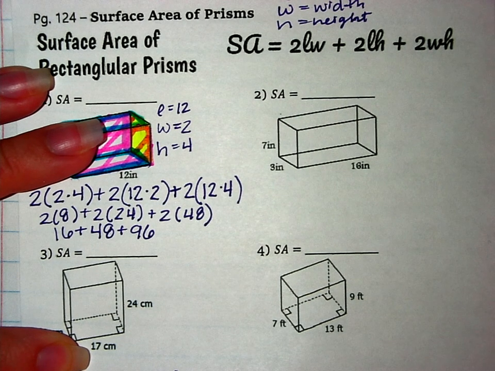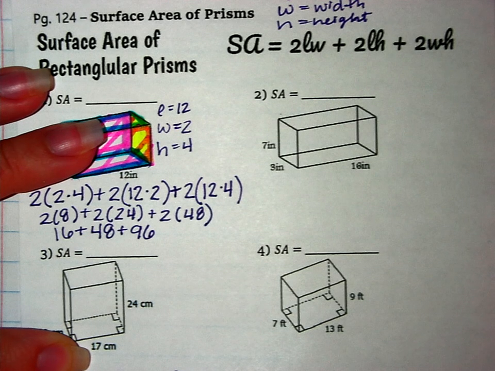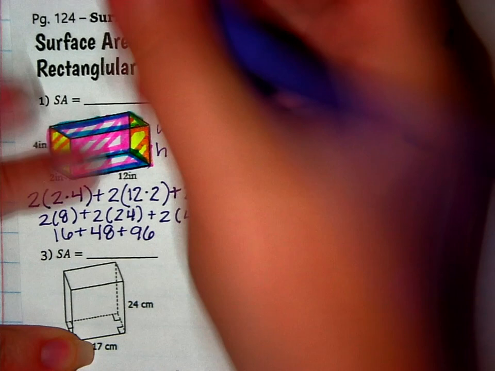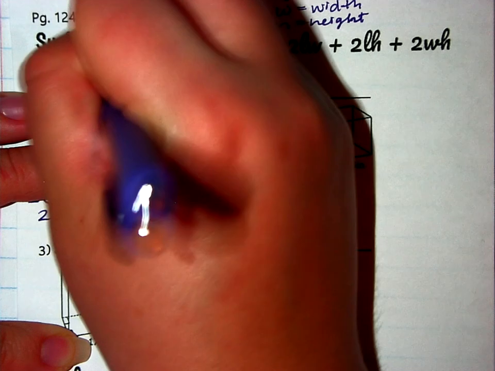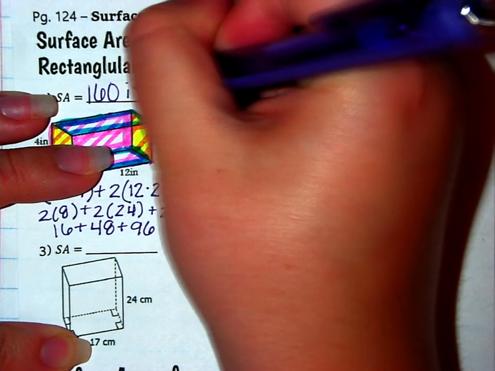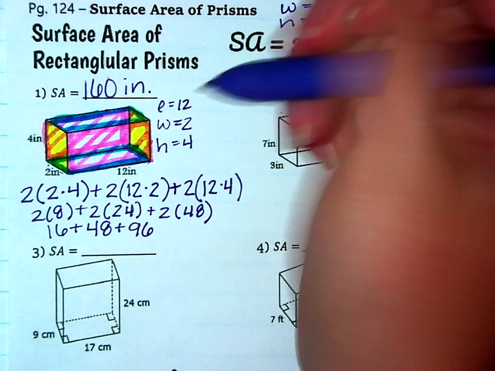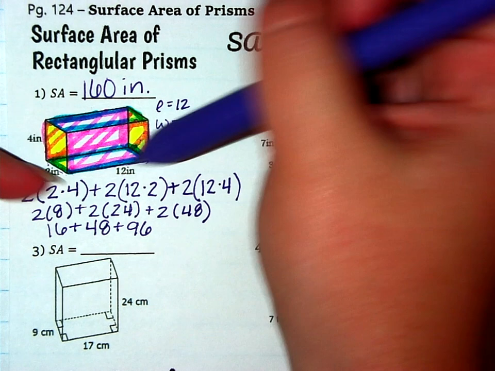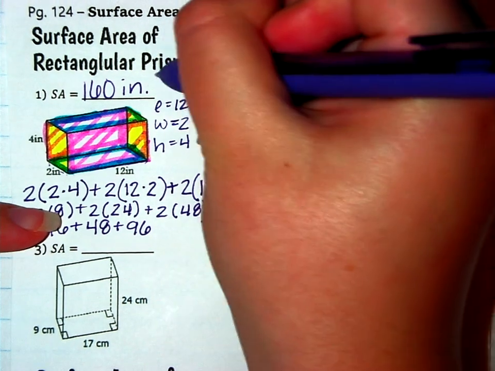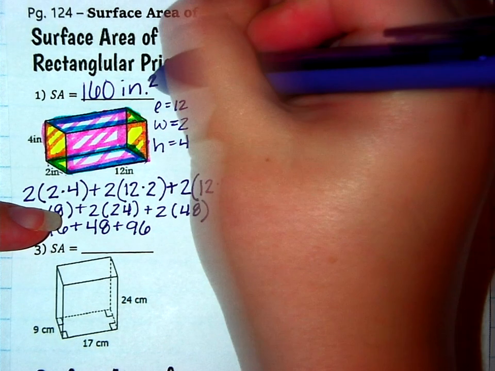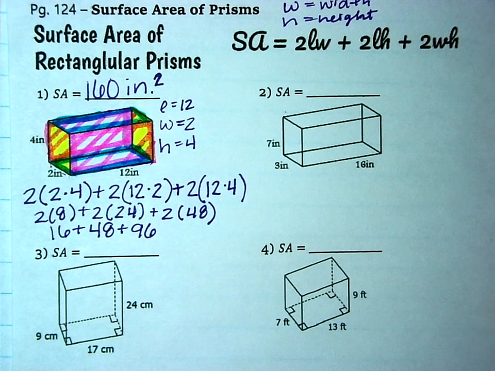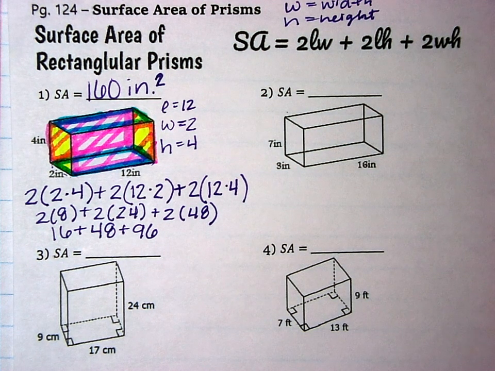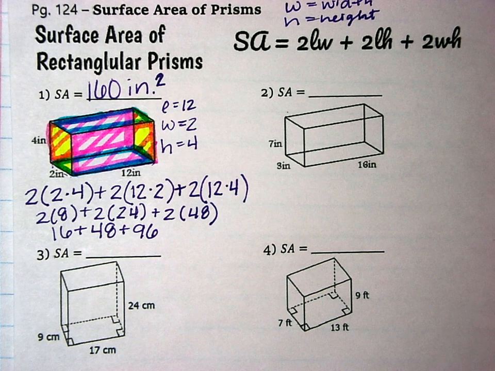So we're going to now add these numbers together. 16 plus 48 plus 96 is 160. And this is still area, so we have not entered the 3-dimensional space. All we're doing are these surfaces, which is still 2-dimensional, because all I did was find the square inches, like how many square inches of wrapping paper would be needed to wrap this present.